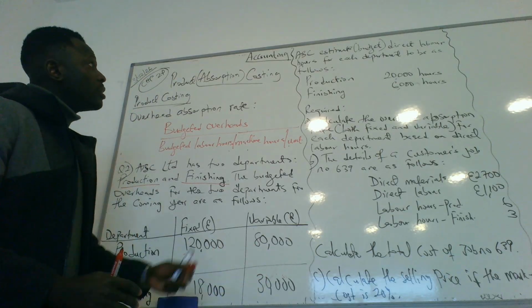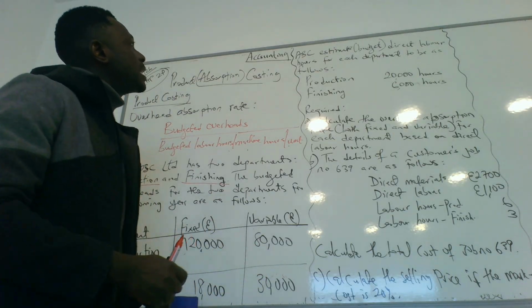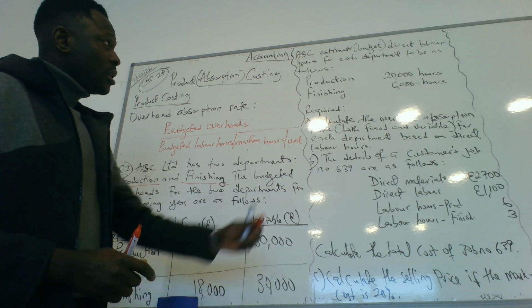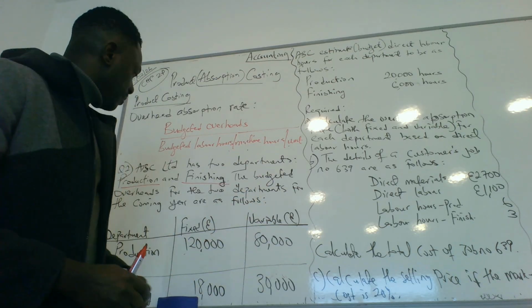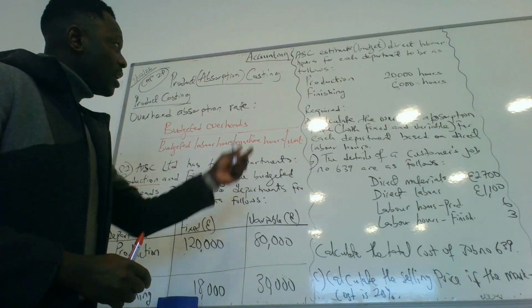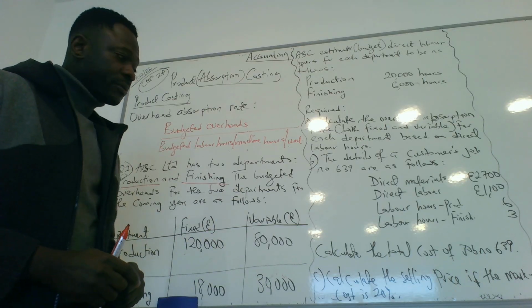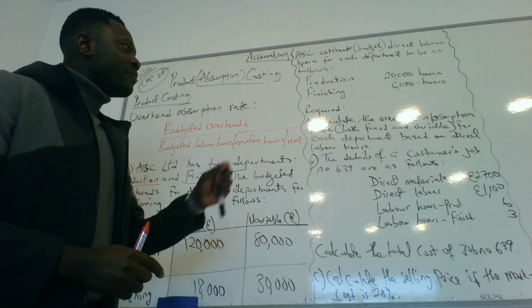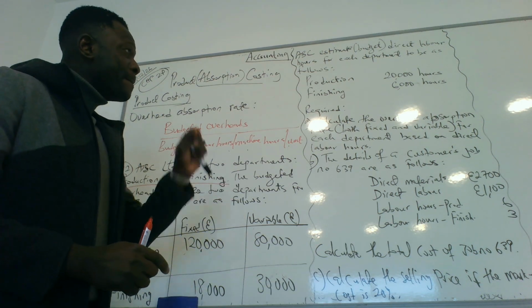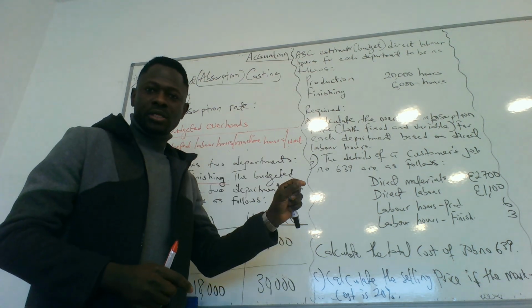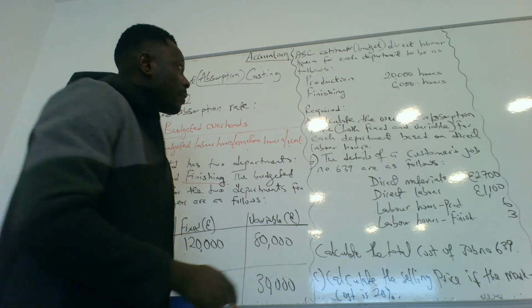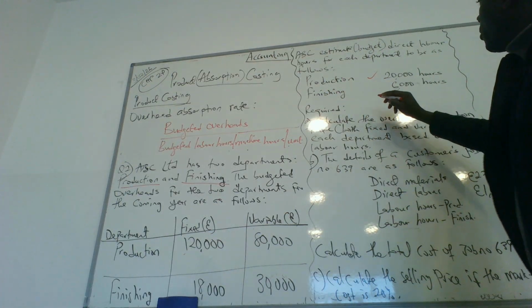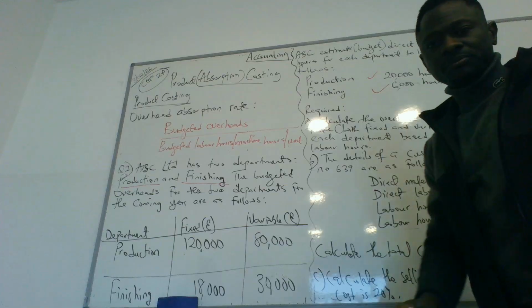We're told that ABC Limited estimates budgeted direct labor hours for each department to be as follows. The production hours is 20,000 and for finishing it is 6,000. They said we should calculate the overhead absorption rate, both fixed and variable costs for each department, based on direct labor hours. So we have our direct labor hours for production department, which is 20,000, and for finishing department, which is 6,000.